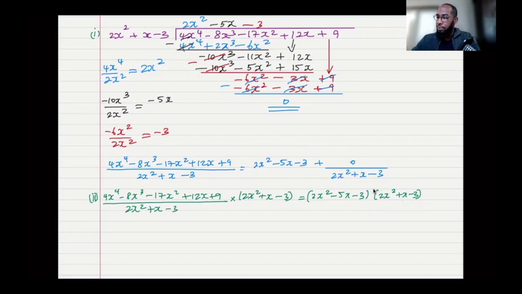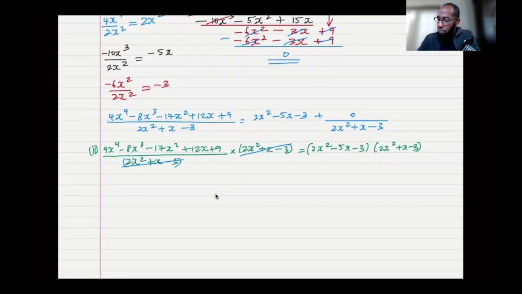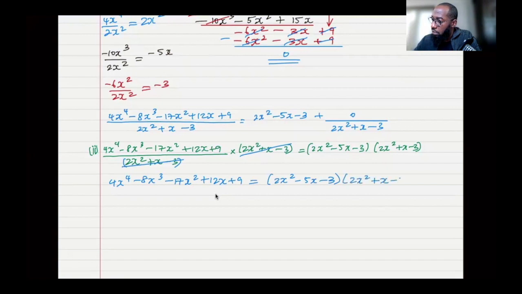So continuing. All right, so this will cancel out with that. All right, so I'm just going to write down this expression here. All right, 4x to the power 4. All right, so this here is equal to that.